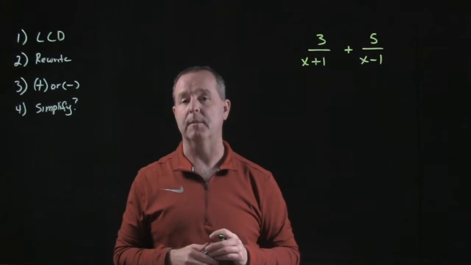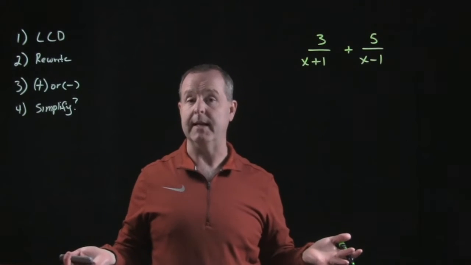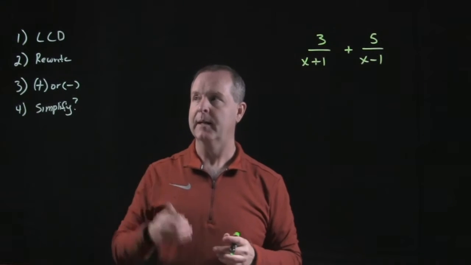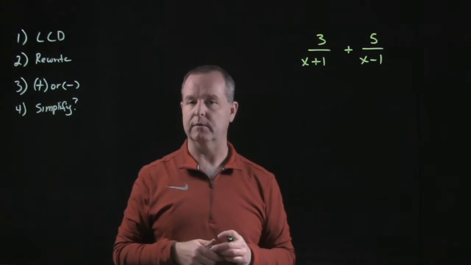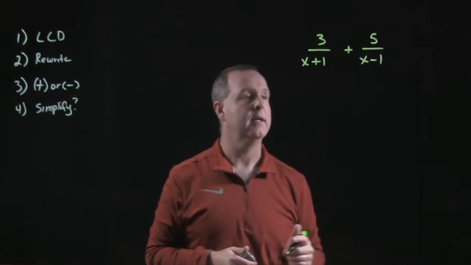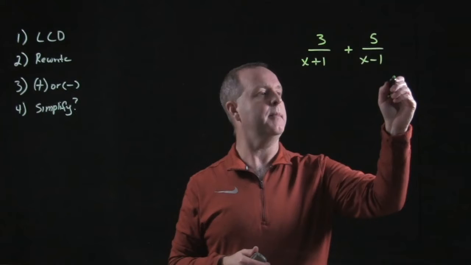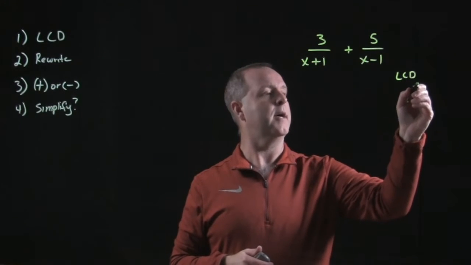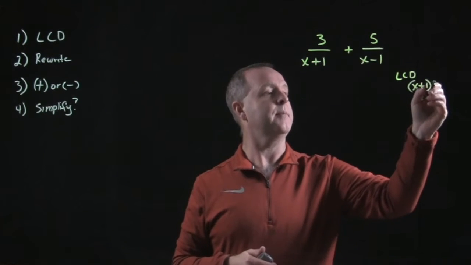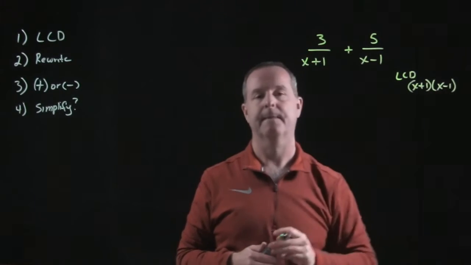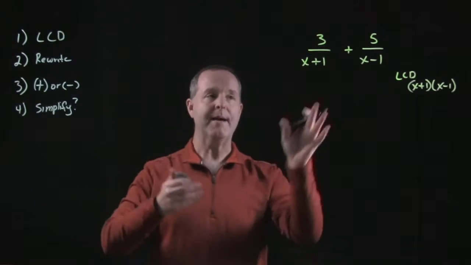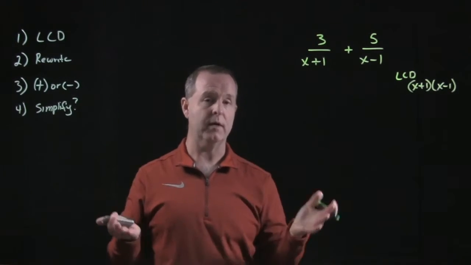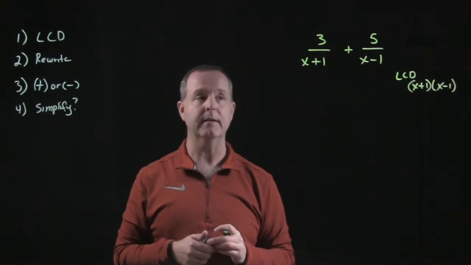Again, we saw these two terms earlier. Now let's simply look for a way to add them. Step number one is determine its lowest common denominator. We determined its lowest common denominator was x plus 1 times x minus 1. Rewrite both expressions over such that they have a common denominator.